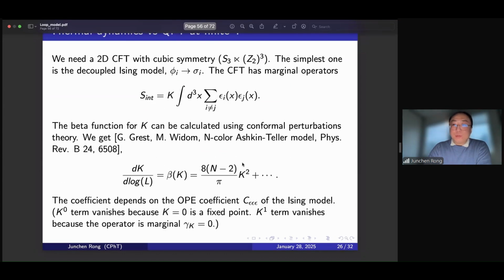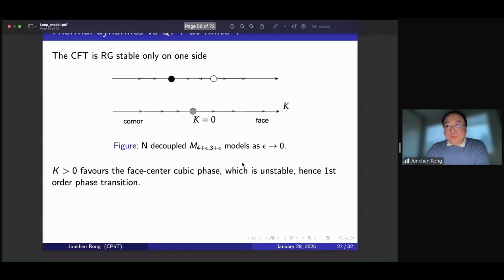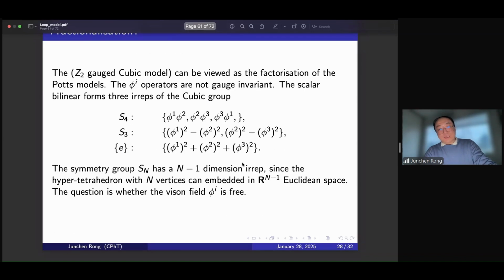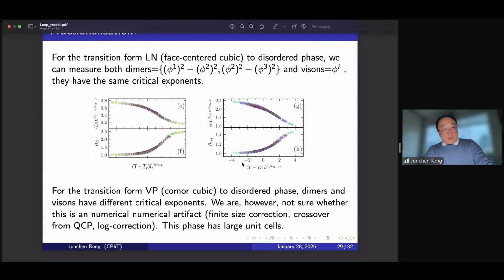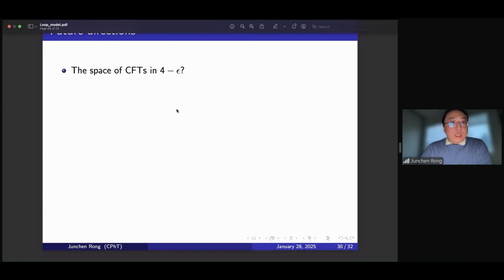Therefore, even though we have a beautiful theory of conformal perturbation, we don't know what is really happening. So that's a thing. Also, I want to say that the loop model has very large unit cells. I didn't really mention it to you, but this phase has very large unit cells, which is again why it's harder to do the simulation. Okay, that's probably all I want to mention.